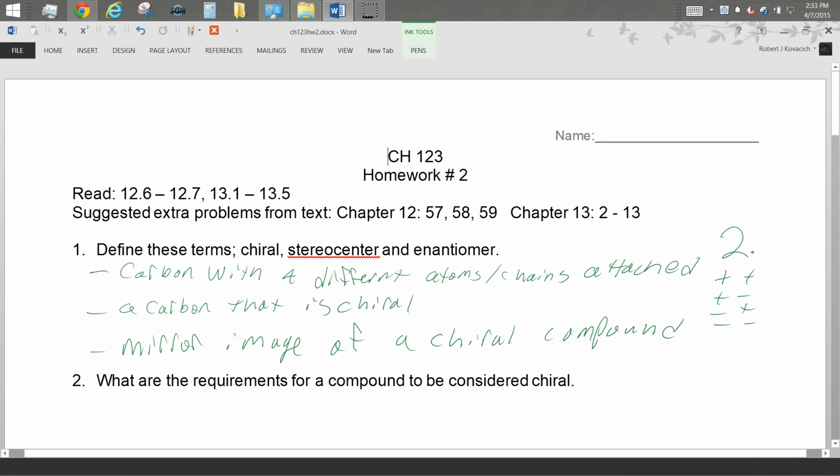Two is the number of possibilities for the chiral carbon. It's either this or its mirror image. And then you raise it to the power of the number of chiral carbons. So if I'm looking at a molecule and it's got 2 chiral carbons in it, the answer is 4. If it's got 3 chiral carbons in it, the answer is 8. 2 times 2 times 2.